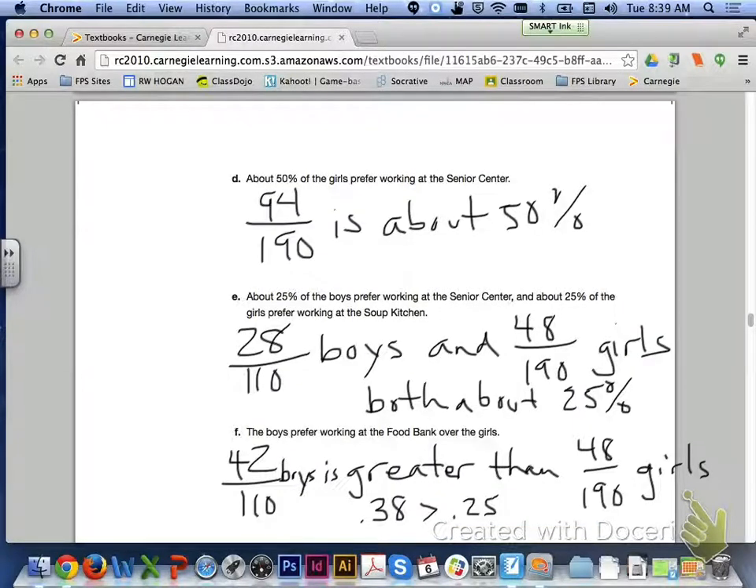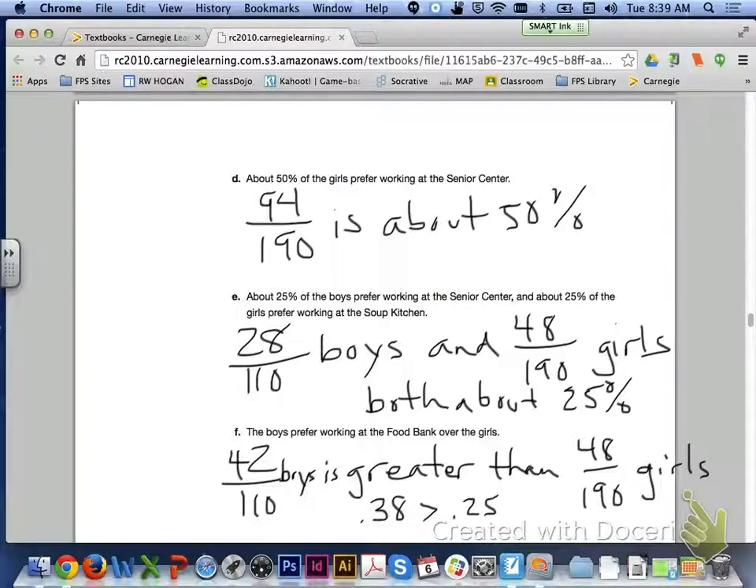If we take a look at letter D at the top of page 423, about 50% of the girls prefer working at the senior center. 94 out of 190 is about 50%. Letter E, about 25% of the boys prefer working at the senior center, and about 25% of the girls prefer working at the soup kitchen. So 28 out of 110 boys and 48 out of 190 girls, both of those are about 25%.